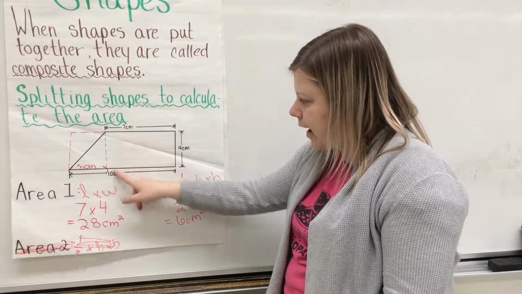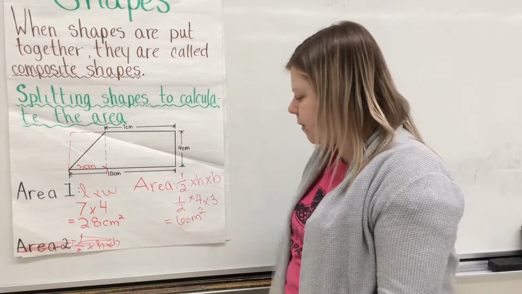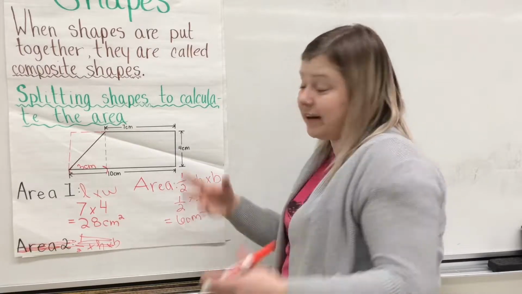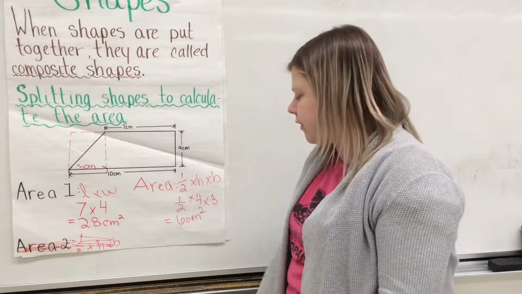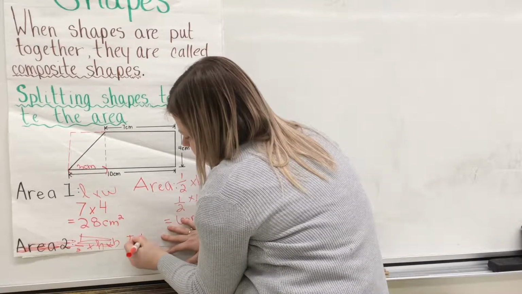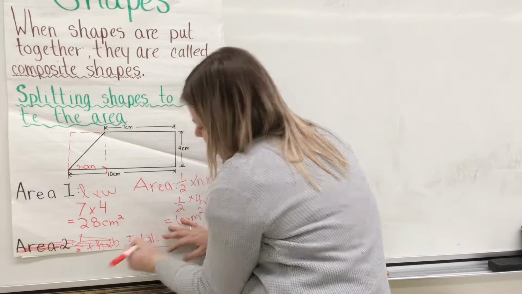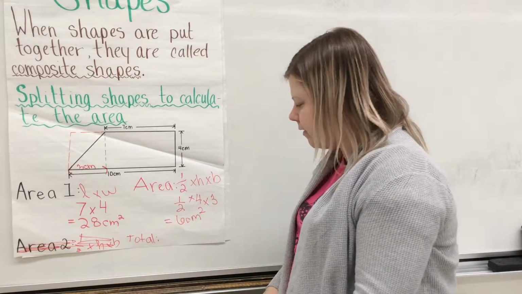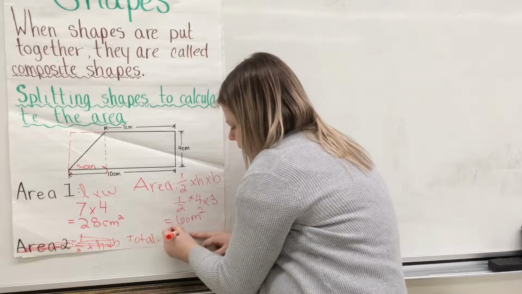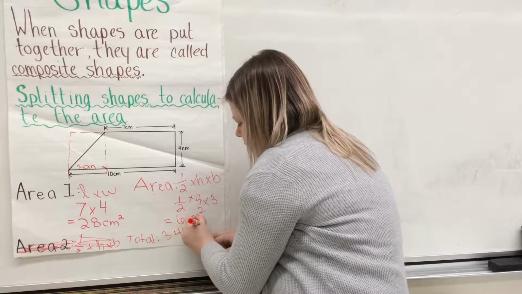So I know that the area of my rectangle here is 28 centimeters squared, and the area of my triangle here is 6 centimeters squared. Now to get the full area, pretty simple, just add them up. So I'll write total right here for myself. Again, sorry about my messy writing. It's hard to write at an angle like this. 28 plus 6 is 34 centimeters squared.